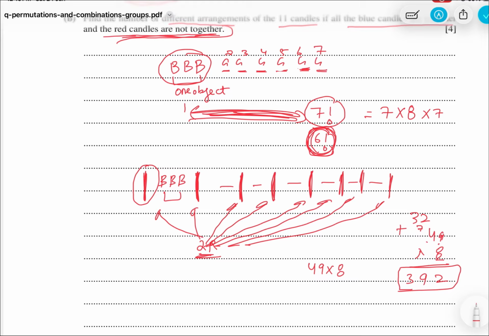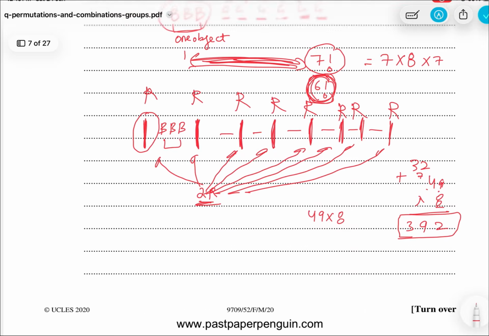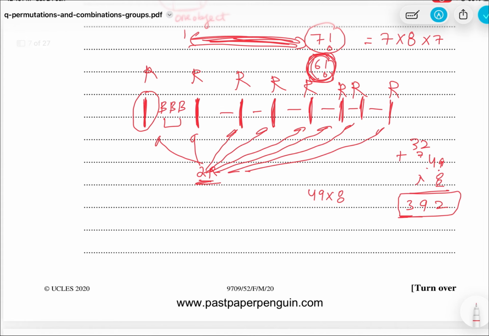Is this the final answer? This is where you make your second mistake. See, these red candles were identical. Yes or no? So I have to divide this by 2 factorial as well. If I divide 392 by 2, we will get 196 as the final answer.